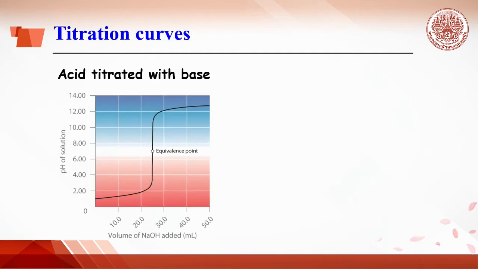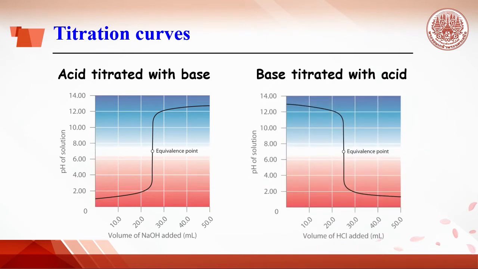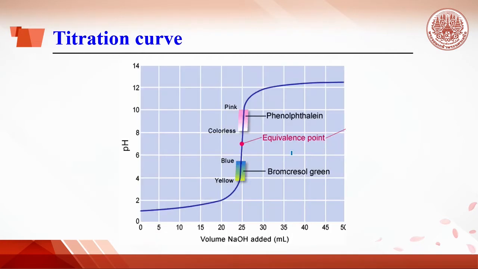Look at the titration curve, which might be a strong acid titrated with a strong base or a strong base titrated with a strong acid. The equivalence point is shown at pH 7. So, if bromothymol blue or phenolphthalein is used, the color changes at a pH very close to the pH of the equivalence point. Hence, these two indicators are good for strong acid and strong base titration. However, phenolphthalein is preferable because the color obviously changes from colorless to pink.